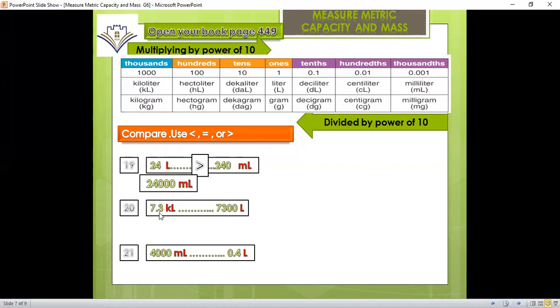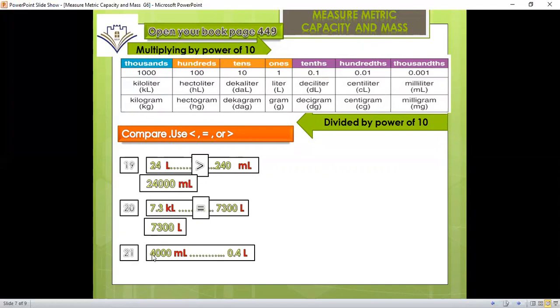Then 7.3 multiplied by 1,000. Move the decimal point 3 places. Move it 1 here, and then we should put 2 zeros. Then 7.3 kiloliter means 7,300 liter. Then comparing between them, both of them are equal.